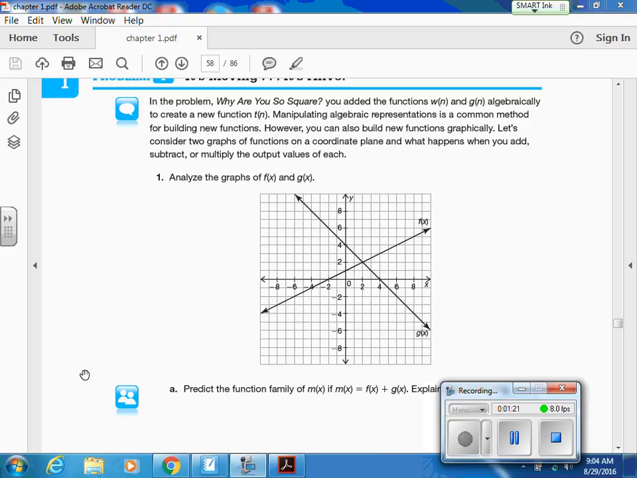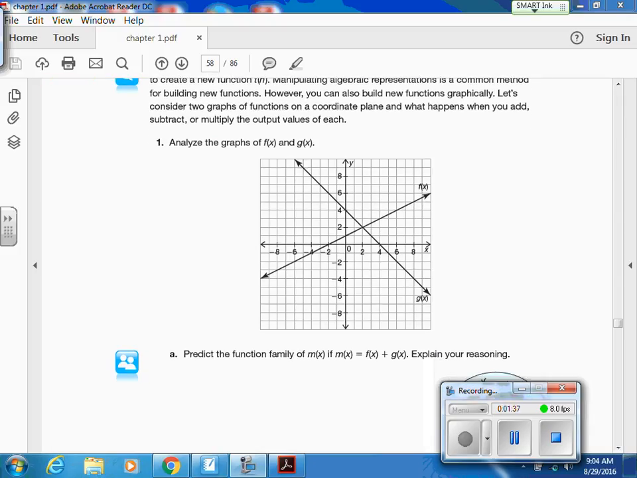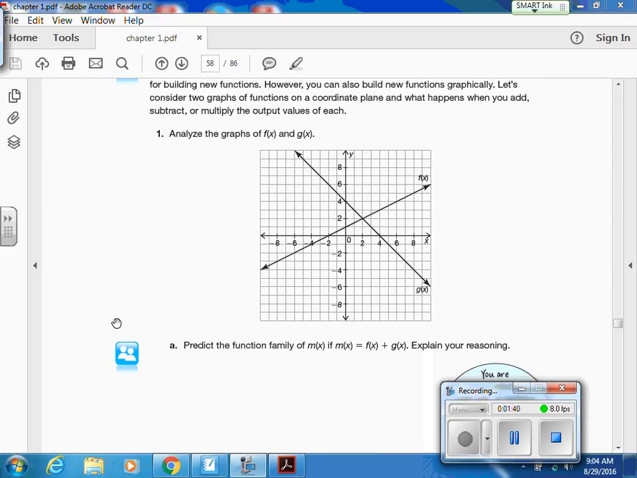Alright. So there was an earlier problem that we skipped, because that's what we did. We skipped stuff. And it was called You're So Square. You had to add functions to create a new function. So we're going to kind of do the same thing. Alright? So analyze the graphs of f of x and g of x. So look at those two graphs.